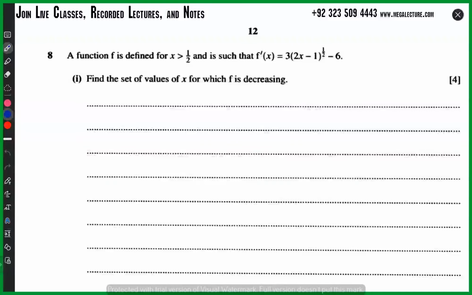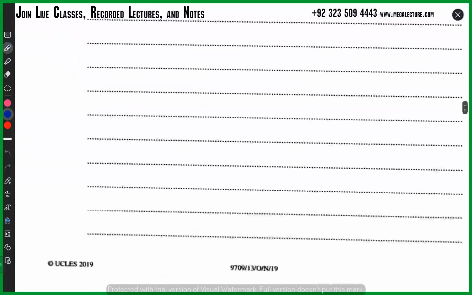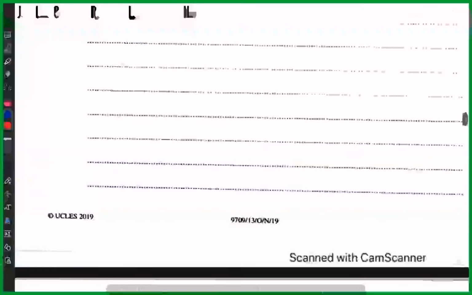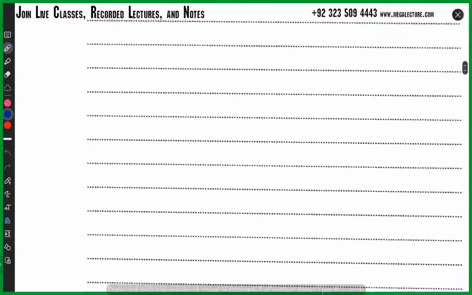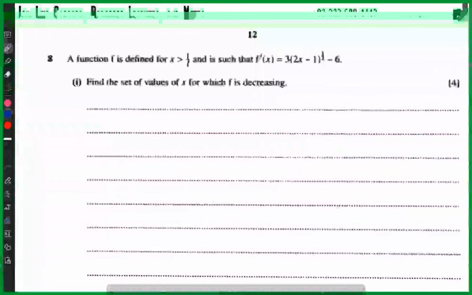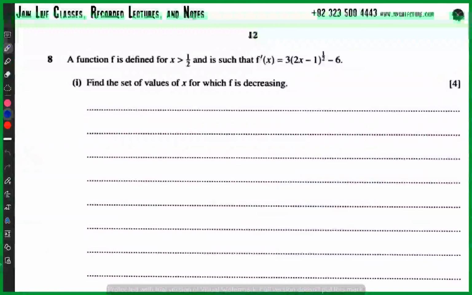Okay, so this is the very first question that we would be talking about today, and here are the paper details. You can just note these and then we can talk about the question. Okay. All right. So this question again is from differentiation. Let's talk about it now.